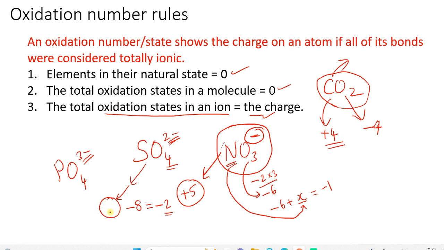I suggest you don't put x and solve for this. You need to be really fast with this. So you can see this is +6, right? +6 -8 gives you -2. So this sulfur will have a +6 oxidation state, and oxygen, as we know, is -2. Okay, so I hope that helps.